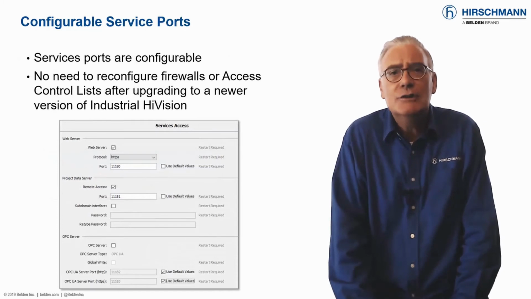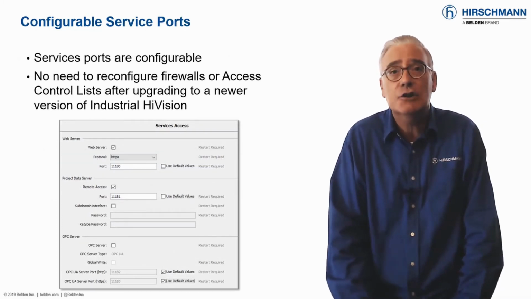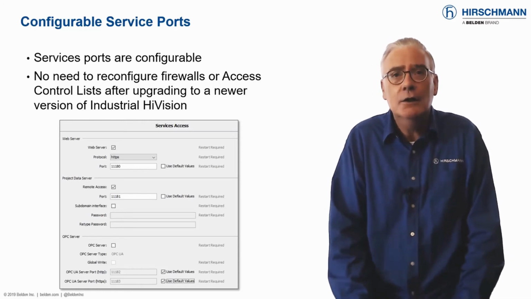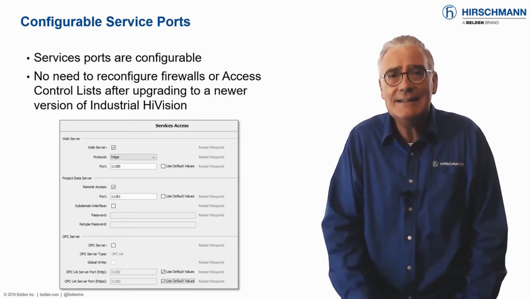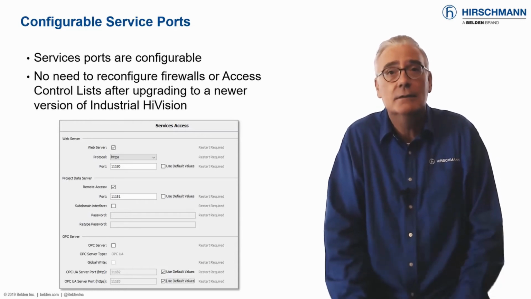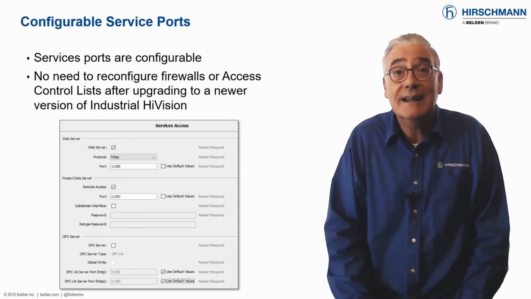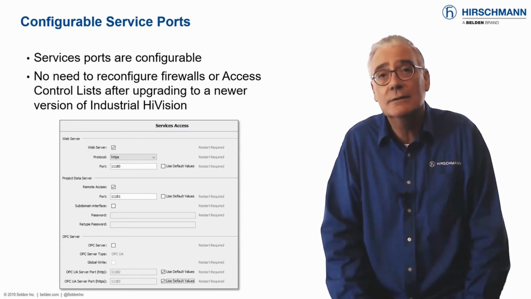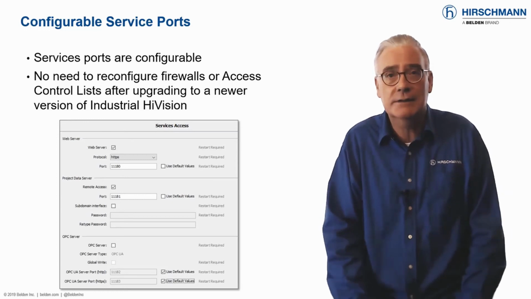Industrial HiVision uses a client-server architecture where the clients can be installed remotely. To enable communication, it's necessary to define TCP/IP ports per service. By default, each version of Industrial HiVision uses different ports. This has a big advantage.